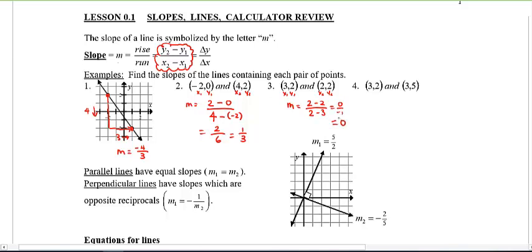Yes, if you found that the slope here is 0, that makes total sense. If you actually graph out those 2 points, let me quickly do it. You don't need to, but I will. 1, 2, 3, 1, 2, and then 2, 2. You'll see that this is a nice horizontal line, and I hope you remember that horizontal lines have slope equal to 0.